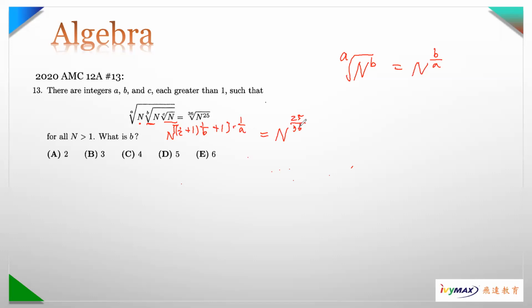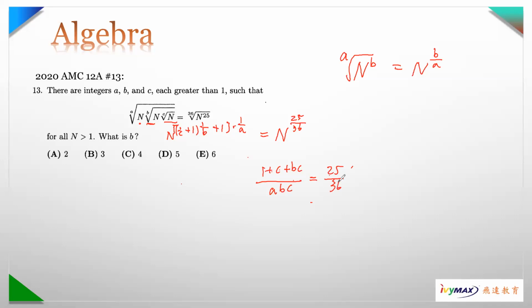Okay, and then since the equation works, the exponent of n should match on both sides. So I can simplify the exponent on the left. I can get (1 plus c plus bc) over abc. So a times b times c will be the new denominator. So that value should equal 25 over 36. Okay.